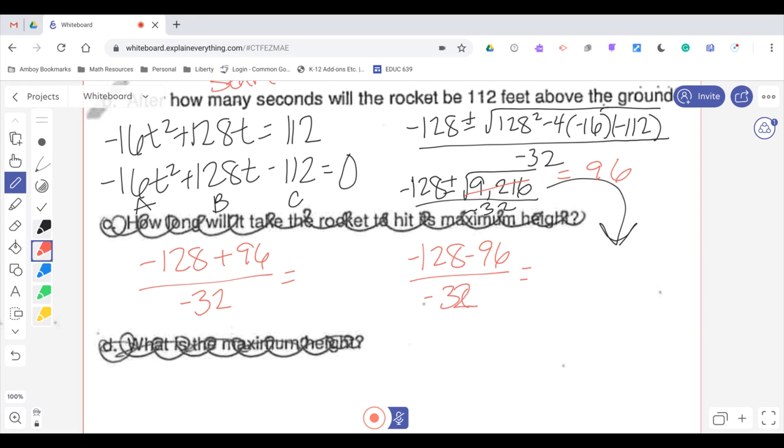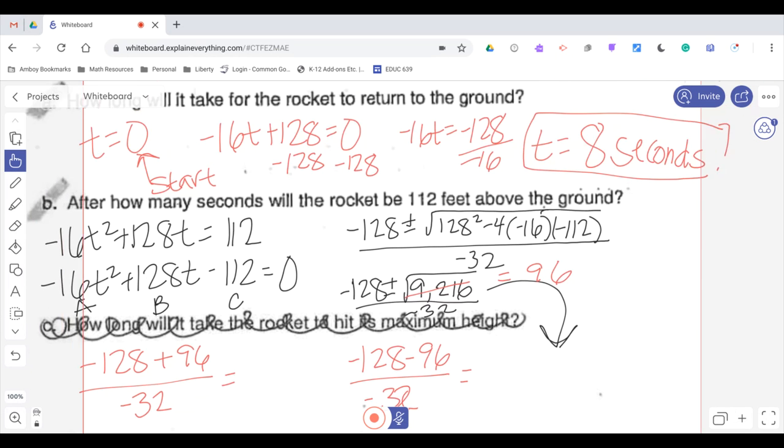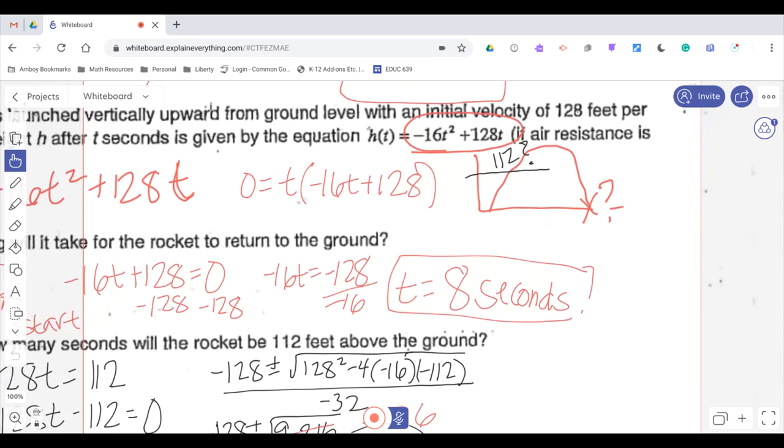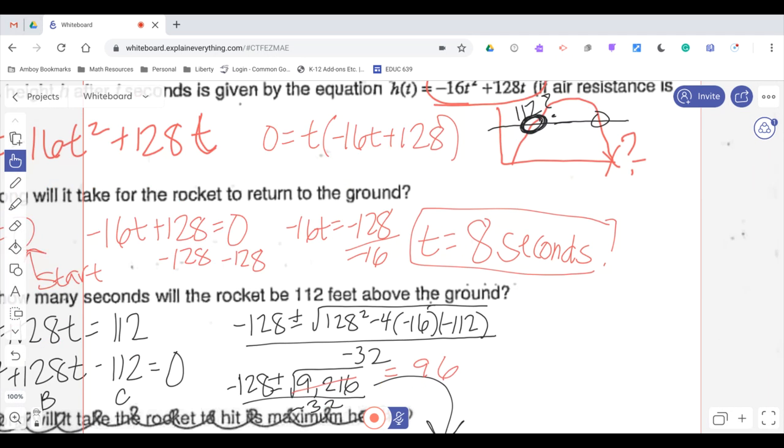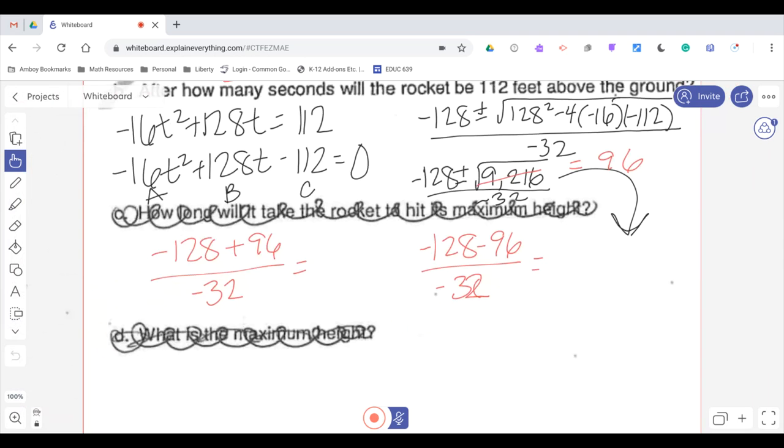Okay. Now, real quick, before I actually solve this, let's think about why we're getting 2 answers here as well. Because you're like, we just want to know when it hit 112. But remember, when it goes up, it hits 112. And then when it comes back down, it also hits 112. But this is the one I really want, the first time. So whichever time is smaller, that's the first time that it hits 112.